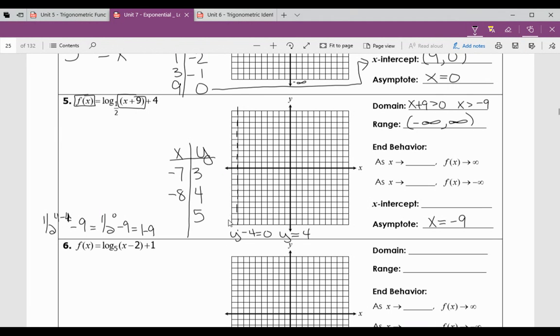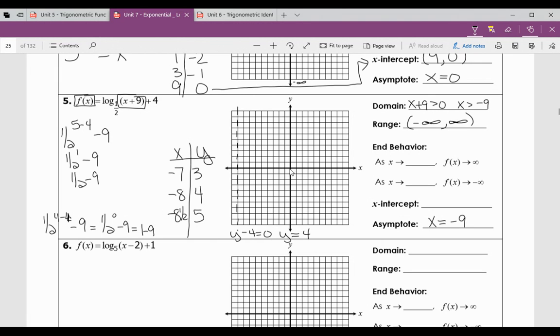And then the last number I'm going to plug in would be 1/2 to the 5 minus 4 power, minus 9. That's 1/2 to the first power minus 9. So 1/2 minus 9 is -8.5. Any questions about how I got the numbers in the table?